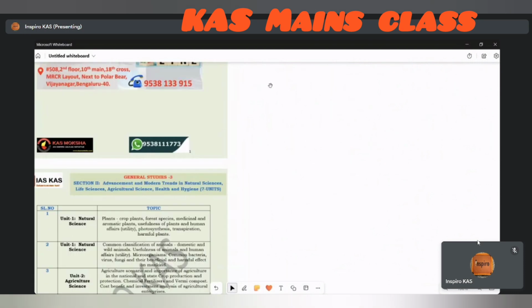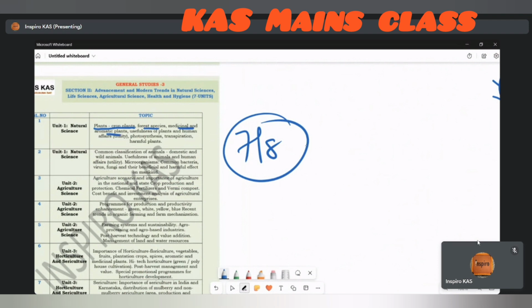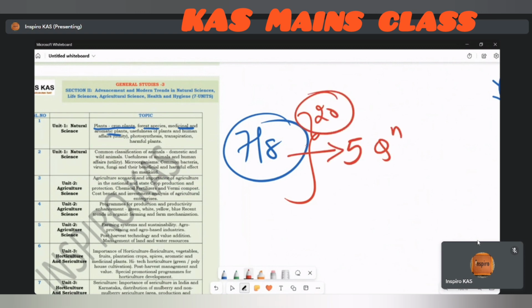The entire section, whatever is there, 7 to 8 chapters, we have divided topic wise: plants, croplands, forest species, medicinal species. Like this, we have divided. So these are the classes. So the entire 7 to 8 units are divided into approximately 20 classes. After every class, you will be given 5 questions. So you have to answer one question in the classroom itself, and the remaining 4 questions you will take home, write it, and submit it the very next day.